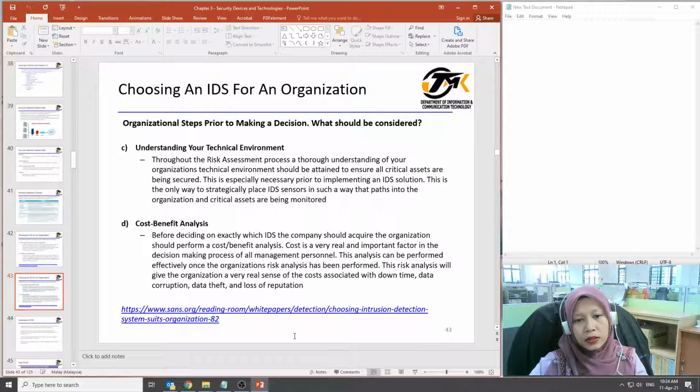And cost benefit analysis. This is very important. Before you buy IDS, you need to perform a cost benefit analysis, because cost is a very important factor in management's decision making. Management usually will not be supportive if the benefit doesn't exceed the cost. Basically, the loss or corruption of data will cost a lot more than the cost of having IDS. So this is a very important thing that you need to present to your management.